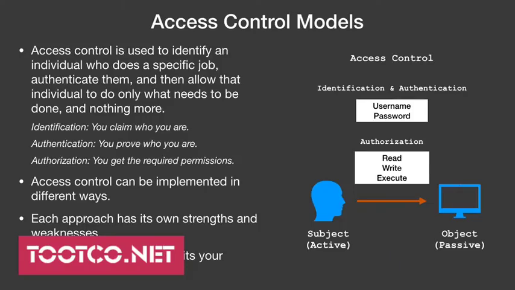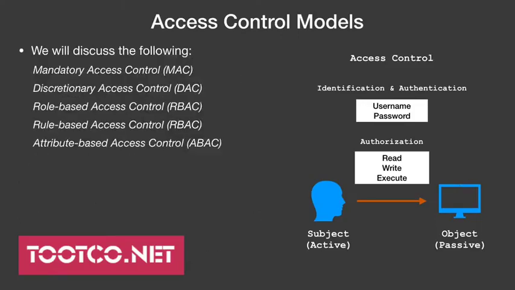Access control can be implemented in different ways. Each approach has its own strengths and weaknesses. You can choose one that is best suitable for your requirements. Before we move further, let's understand one more important thing. As you are looking on the right side, there is a subject and there is an object. A subject is an active entity that is trying to access something, say a file. Here the user is the subject, the active entity, and the file is the object, a passive entity. Now I'll discuss the following access control models in detail.